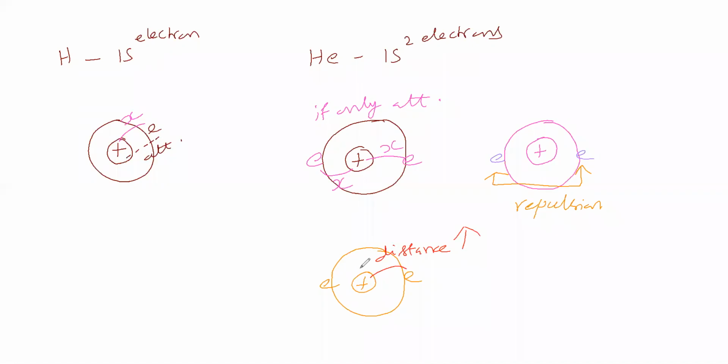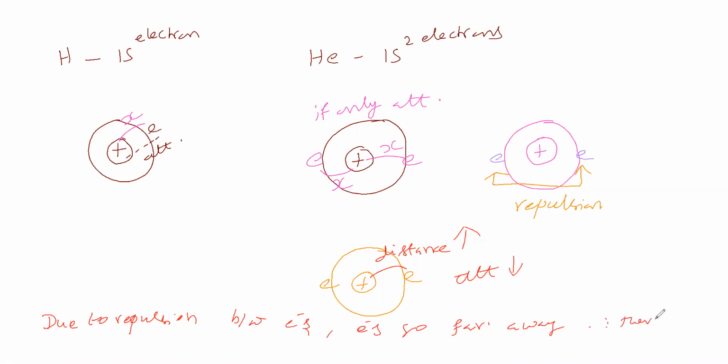So due to that, what had happened? Distance increases, which means attraction decreases. Due to this repulsion, attraction decreased. So we can say that due to repulsion between electrons, electrons go far away. Therefore, attraction between nucleus and electron decreases.